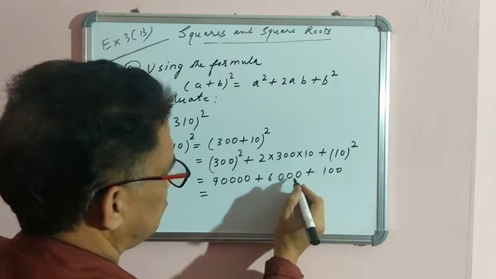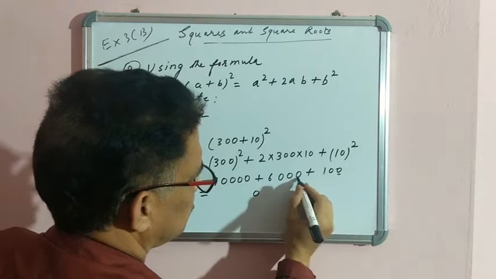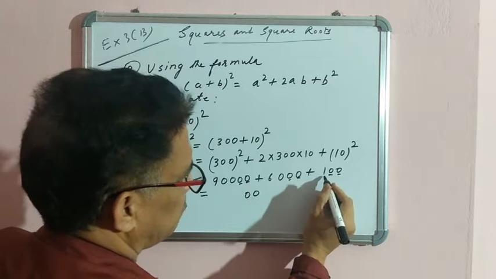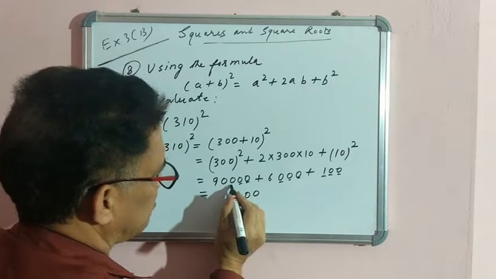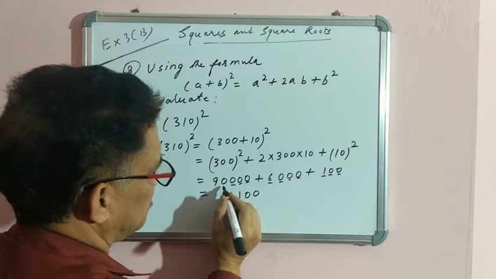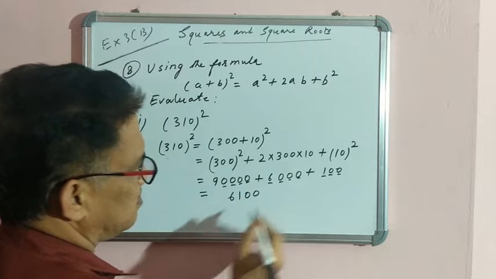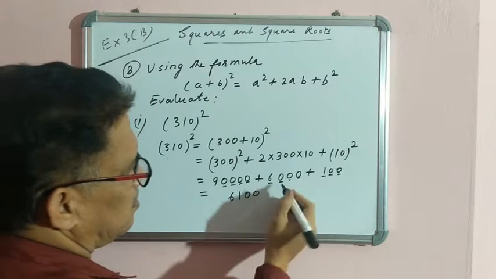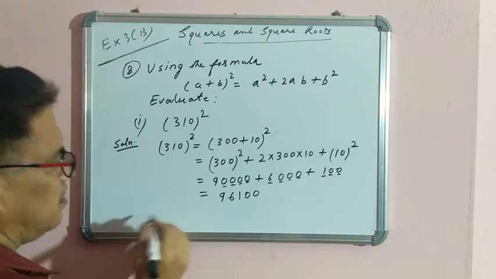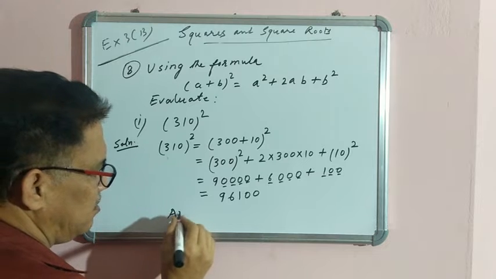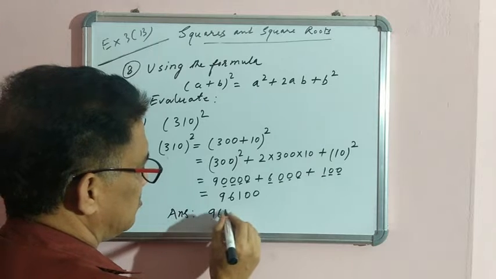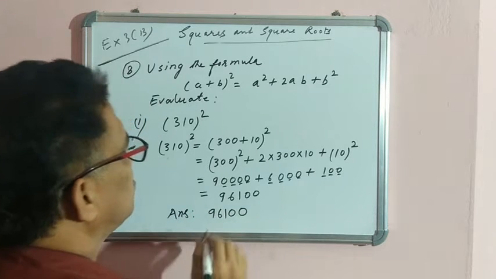Now 0, 0, 0. Now 0, 0, 0 again. Now 1 is here, 0 is here and 0 is here. So 1 will come here. Now here 6 is there and here 0 is there. So 6 plus 0 is equal to 6. Now no digits are there. Now here 9. So 310 whole square, what answer have we got? We have got 310 whole square is equal to 96100. So this is clear to you.